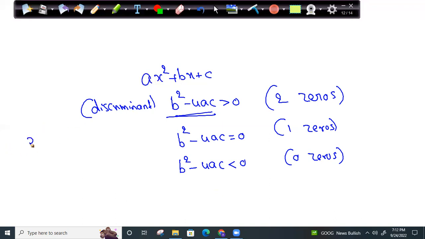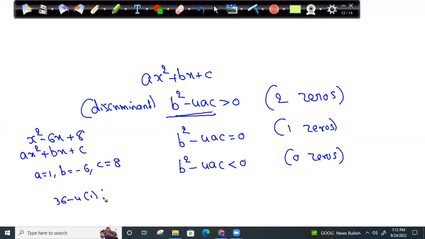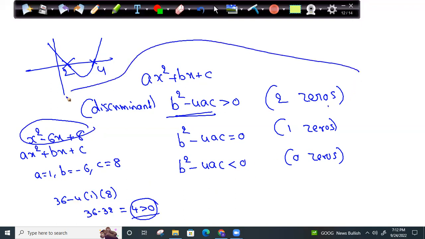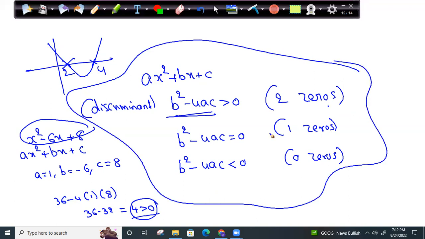So suppose we take this example, x square minus 6x plus 8. Compare this with ax square plus bx plus c. A is 1, b is minus 6, c is 8. Now do b square minus 4ac. B square is 36 minus 4 into 1 into 8. 36 minus 32, which is 4, which is greater than 0. That is the reason when I try to graph this, I'm getting two zeros. Whatever the zeros might be, I'm least concerned. But since b square minus 4ac is greater than 0 for this function, I'm getting two zeros. So this condition gives the number of zeros.